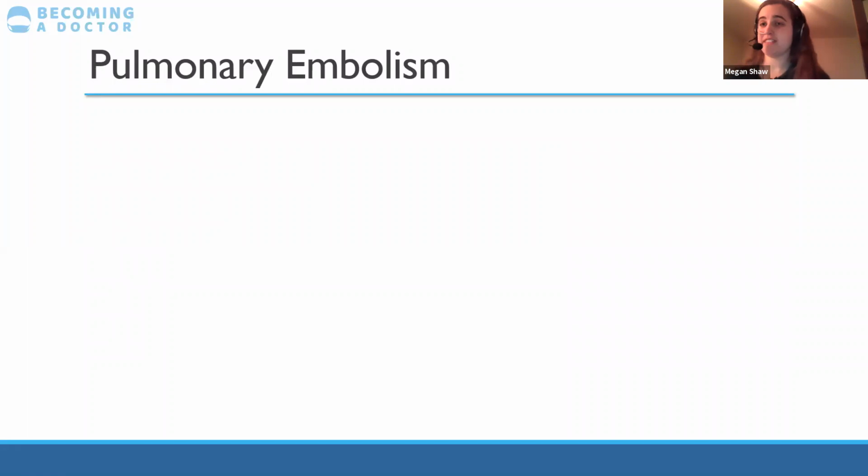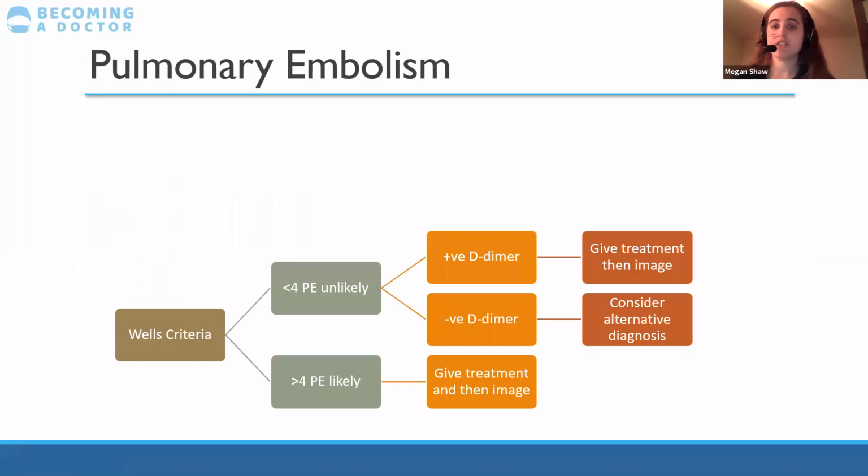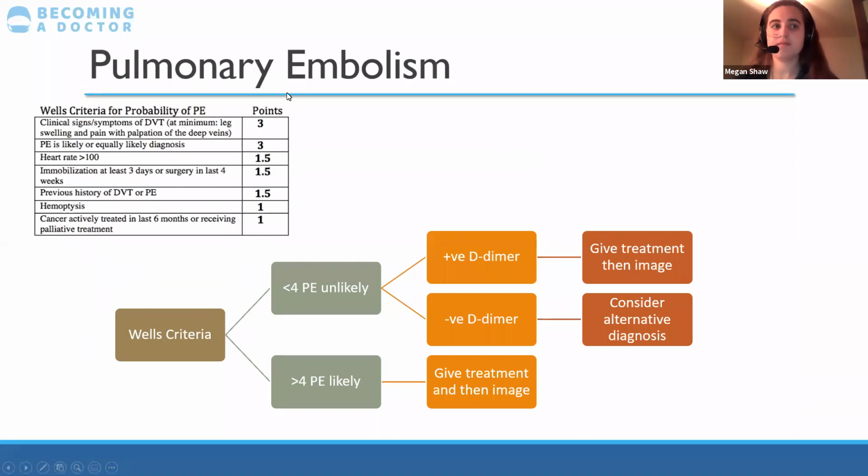So this is just a little bit of a side note about PE. The treatment for PE will be different depending on where you are in the country. But the first thing to do if you suspect a PE is do a Wells score. So a Wells score is up here. There's a condensed version of it. You add up the points, and this gives you the probability of a PE. If it's less than 4, it's unlikely they've got a PE, so you would do a D-dimer.